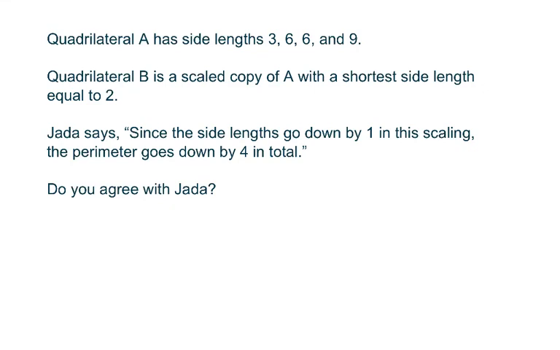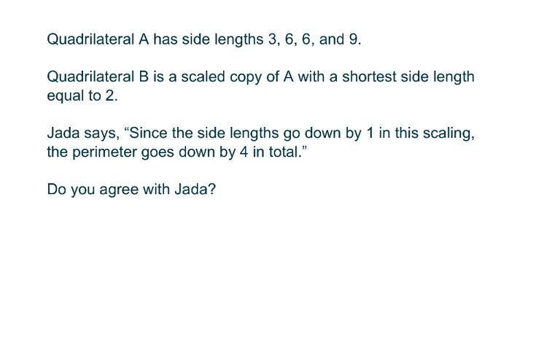Quadrilateral A has side lengths 3, 6, 6, and 9. Quadrilateral B is a scaled copy of A with a shortest side length equal to 2. Jada says, since the side lengths go down by 1 in this scaling, the perimeter goes down by 4 total. Do you agree with Jada?